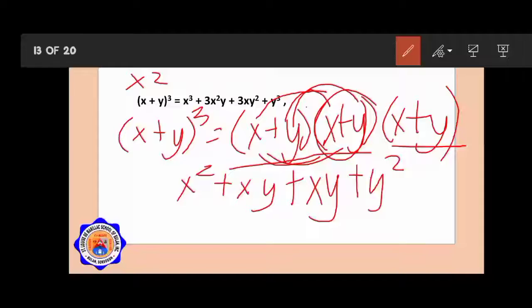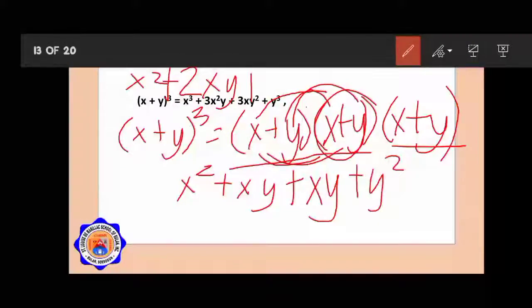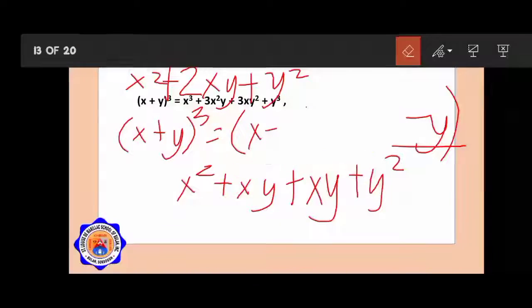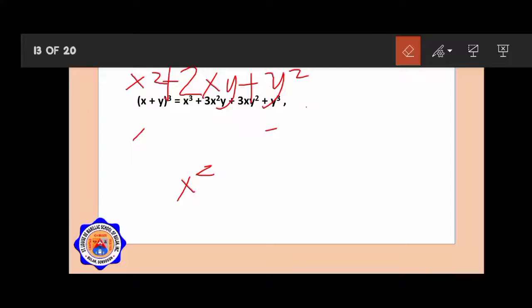So, x squared, then x plus y times x plus y is equal to x squared plus 2xy plus y squared. So, erase natin ito. Then, since may natira pa tayong isang equation, kasi this is cube, or may natira pa tayong isang binomial na equation, imumultiply natin siya dito sa trinomial using the FOIL method again.